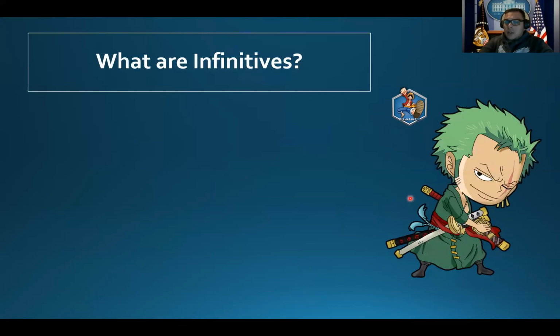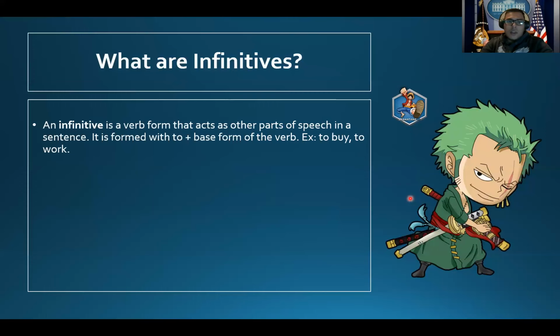Like we did with gerunds, we first have to start with what they are. What are infinitives? An infinitive is basically a verb form that acts as other parts of speech. How do we form them? Well, basically we add to and the base form of a verb. We have two examples here, to buy and to work.